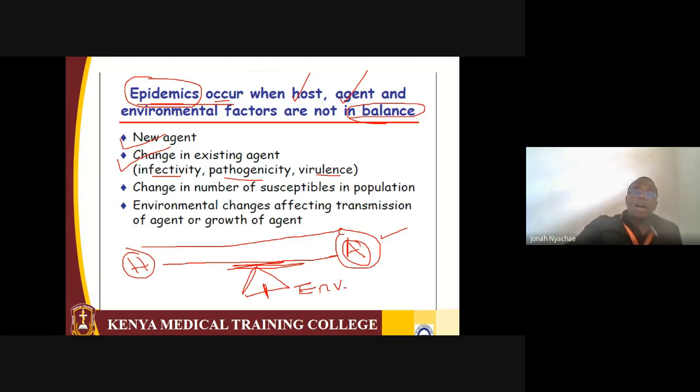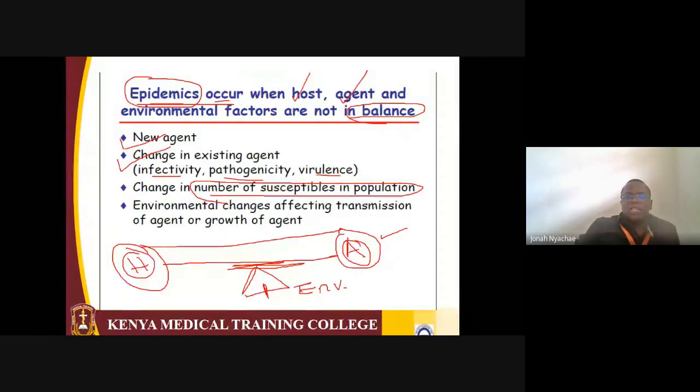We can also have an imbalance when we have a change in the number of susceptibles in the population. So here among the hosts, let's say some diseases which in the yesteryears we said a condition like cancer could only affect the aged. But nowadays we have observed a trend where cancer is now shifting from that particular age group to the young age. So it causes that imbalance, and therefore we have an epidemic.